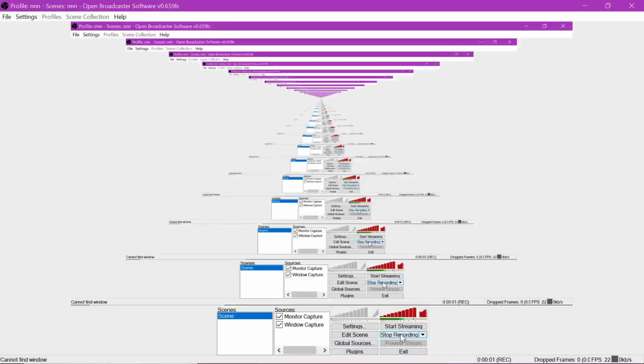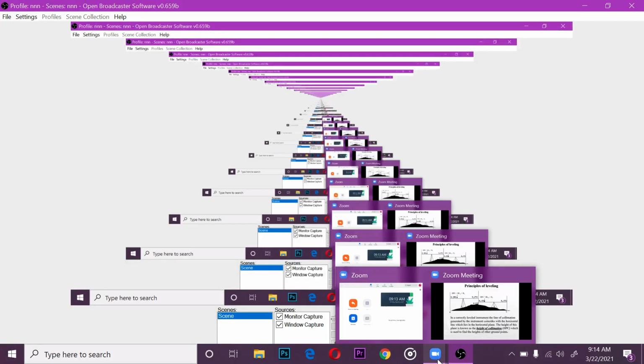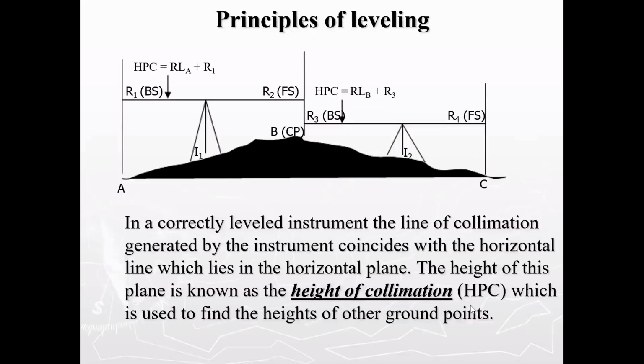of sight is 90 degrees to the vertical or to the gravity direction. So if we take this illustration we have here, we have point A, that is our benchmark or a point whose reduced level is known. We have placed our machine at I1. We have read the staff at A, and the reading of the staff at A is R1.